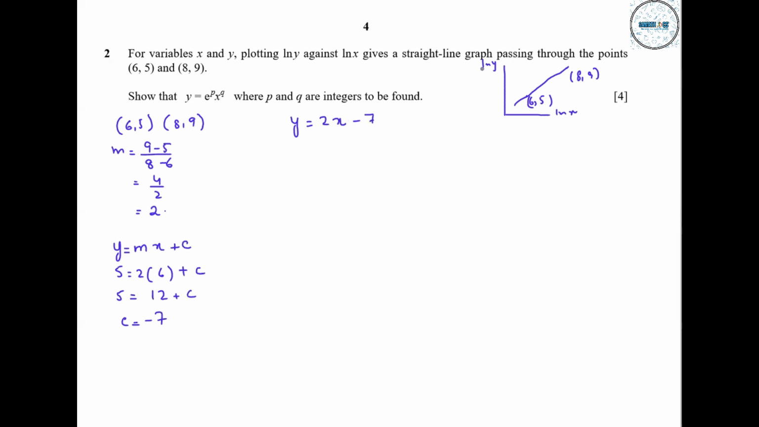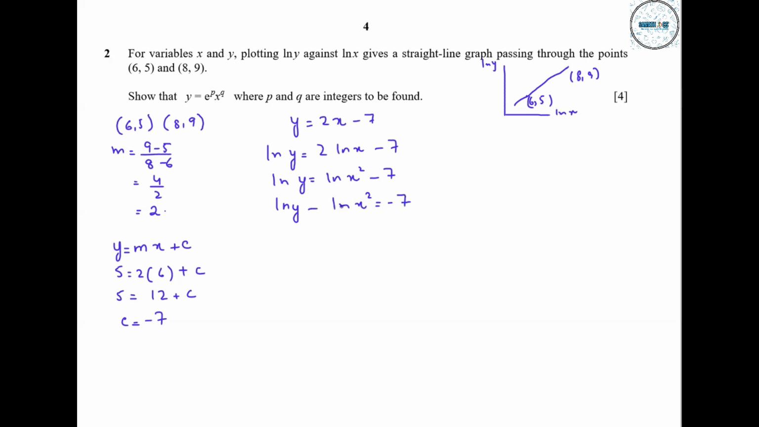Now, we know that ln y is plotted against ln x. So in place of y, we have ln y, and in place of x, we have ln x. So we'll substitute here ln x and ln y. Okay, now we have ln y is equal to 2 ln x minus 7. We can make this the power of x. We'll simplify it. ln y minus ln x square is equal to minus 7.